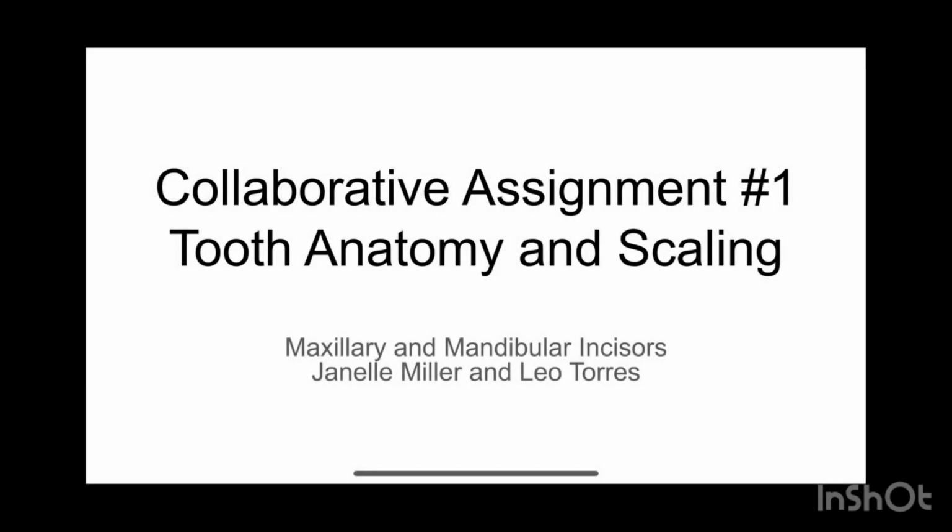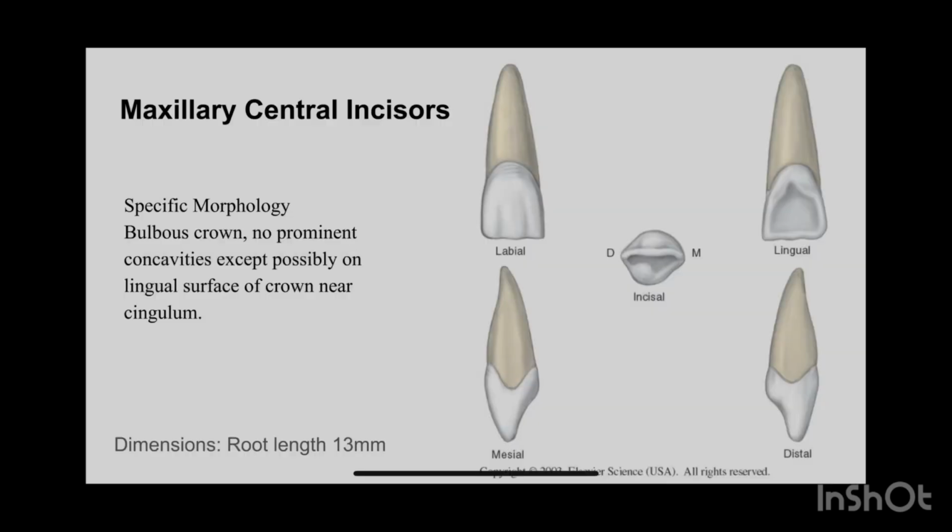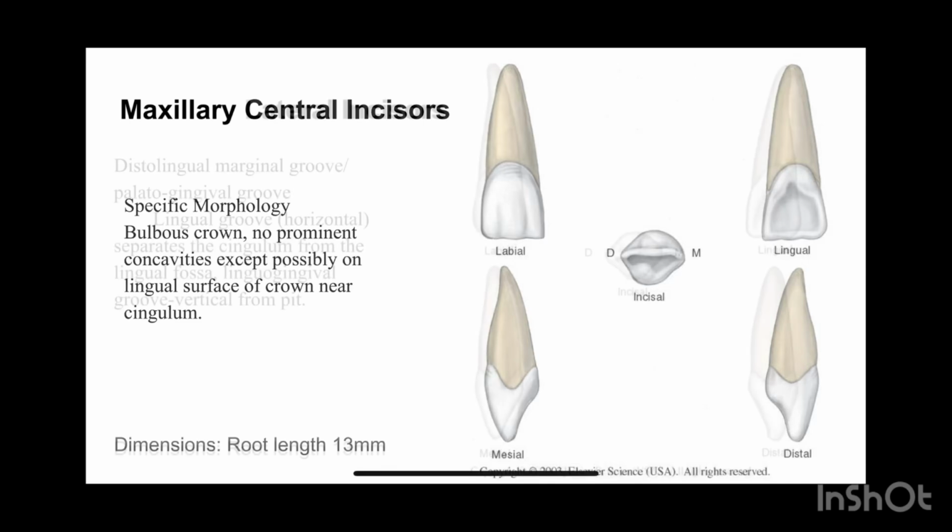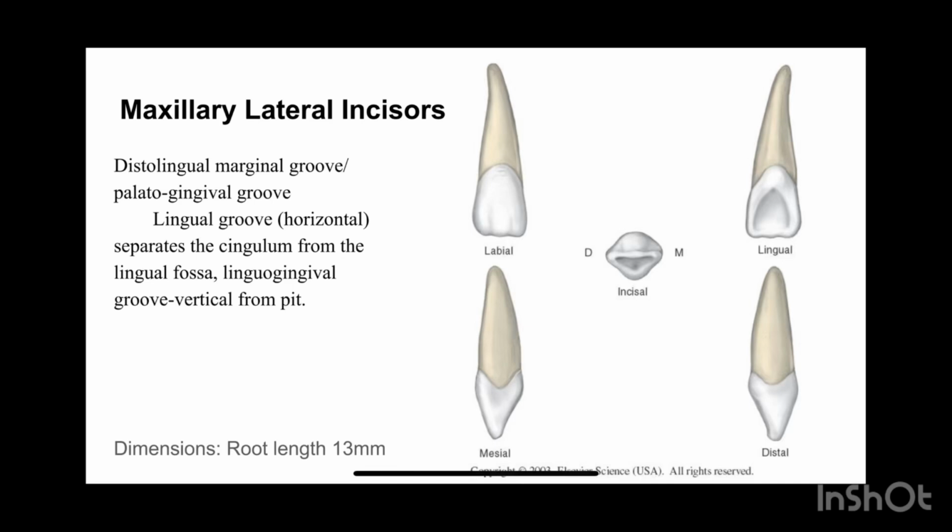This is collaborative assignment number 1, tooth anatomy and scaling of the maxillary and mandibular incisors, Janelle and Leo. The maxillary central incisors, the specific morphology for these is that they have a bulbous crown, no prominent concavities except possibly on the lingual surface of the crown near the cingulum. The root length is 13 millimeters.